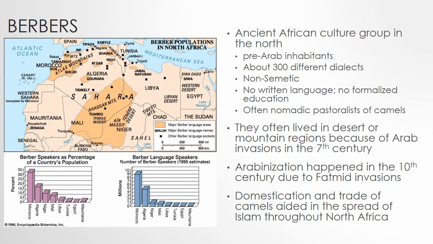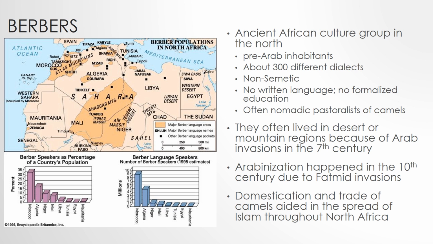Another people group that we need to look at in North Africa are the people that we call the Berbers. This is an ancient African culture group. They were pre-Arab, and there are about 300 different dialects. A dialect is a specific form of a group, where you have family as your base, then your branch, then your group. So you have, like, Cockney English versus the Queen's English, or in the United States, Southern versus Northern forms of American English. So you have about 300 different forms of dialects.